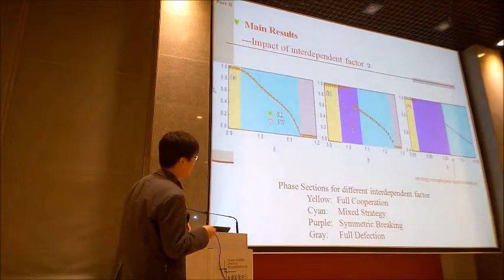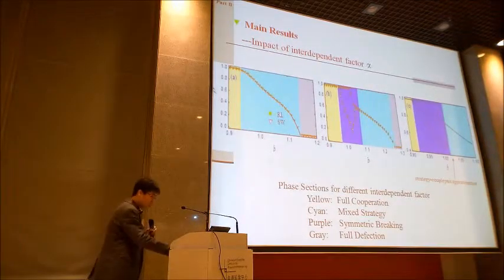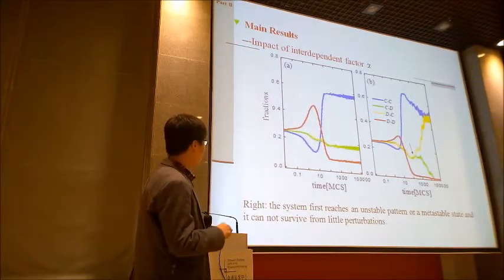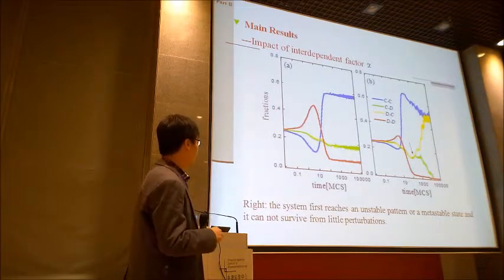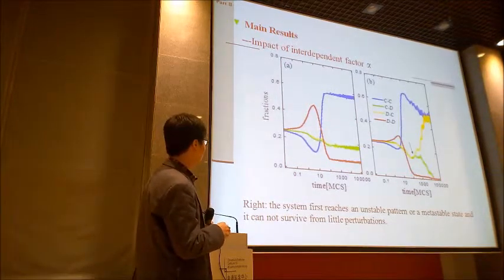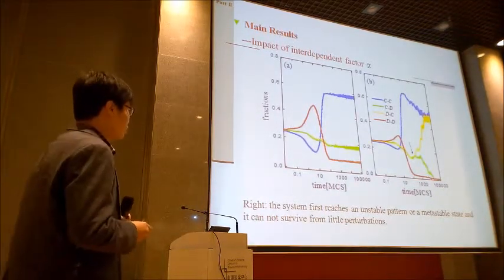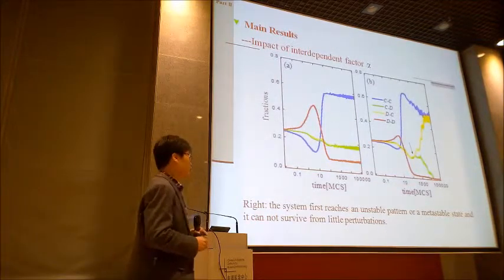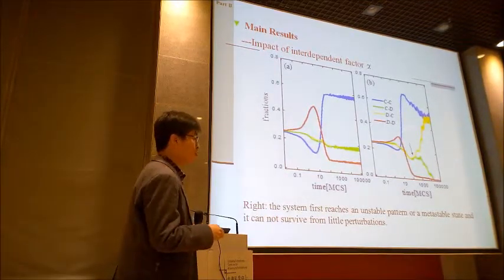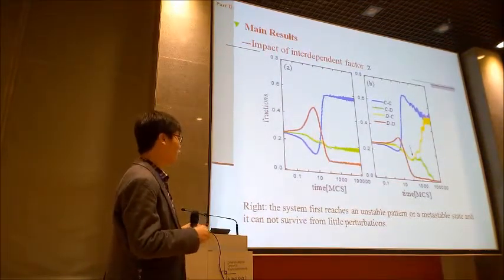Except for this branch, there is another unstable solution, which is denoted by this dashed line. Then it is very interesting to explore what the reason for the symmetry breaking is. This panel shows the fraction of strategy pairs for a small interdependent factor. From this panel, we can see that with the time course, the values of the strategy pairs are identical at any timestamp. But if the interdependent factor is larger than the critical one, the system will first reach an unstable, or metastable, state, which is denoted by this black arrow.